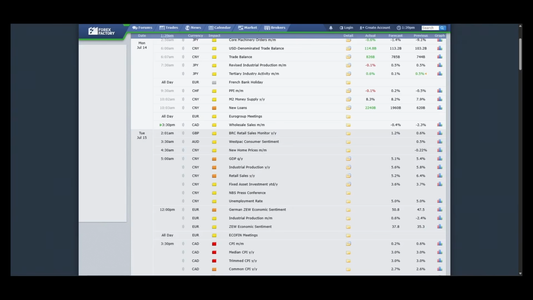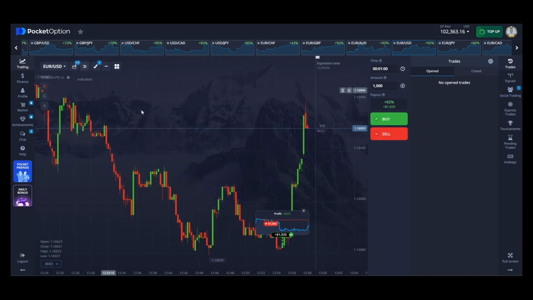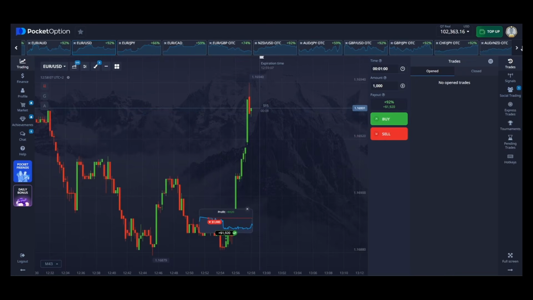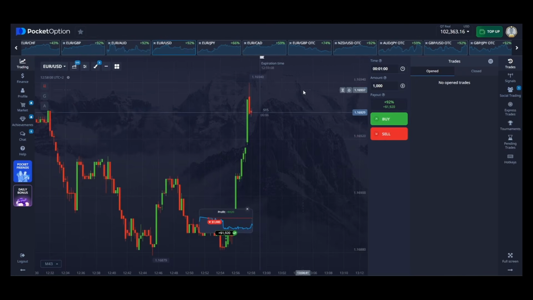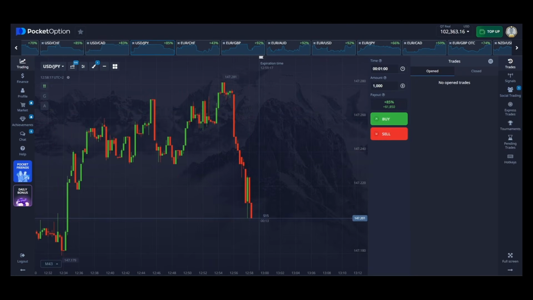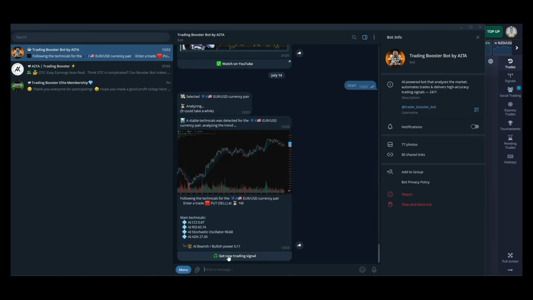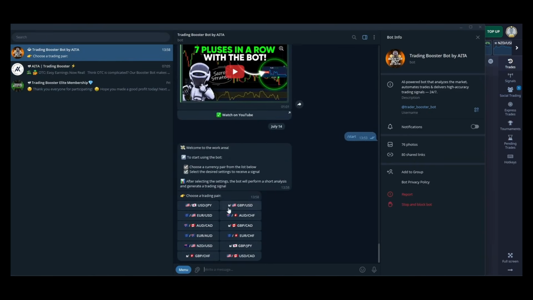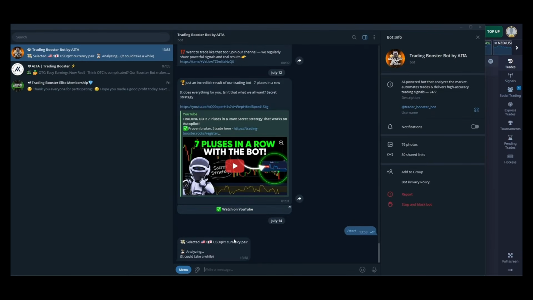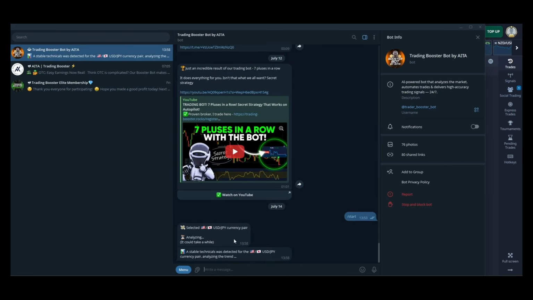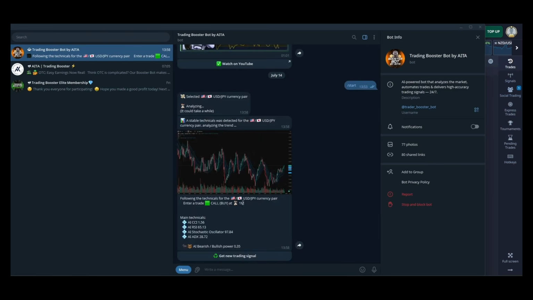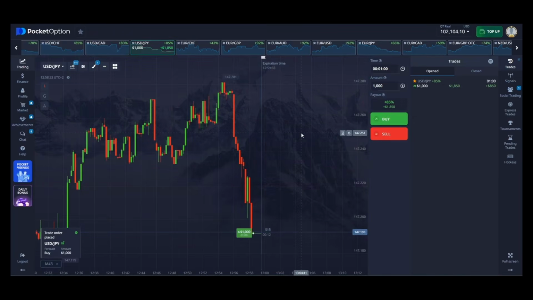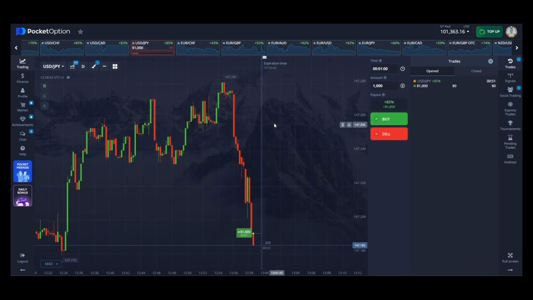Now, let's move on. The next thing that happens is indicator analysis. Let's even open a trade, and I'll show you everything with an example. For example, I choose the US dollar to Japanese yen currency pair. So, I go to BoosterBot, select this currency pair, and set the trade time to 1 minute. And I get a buy signal. Right from here, I open a buy trade. How does indicator analysis work?